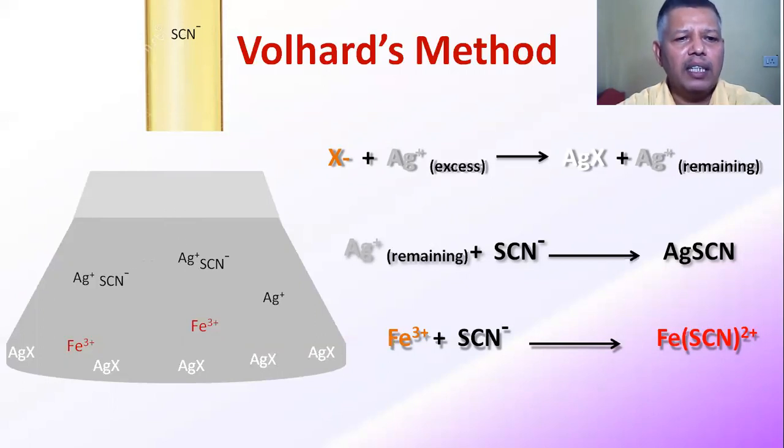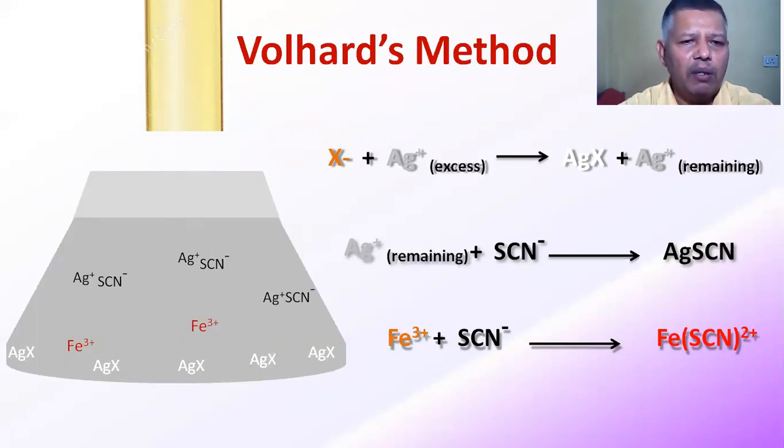Whatever excess silver ions are present in the solution, that is the remaining silver ion, interact with the thiocyanate solution to form the silver thiocyanate complex. After complete consumption of the silver ion, the next drop of thiocyanate coming from the burette interacts with the Fe3+ and forms the FeSCN2+ complex, which gives a pink color solution. Now this is the end point of the titration.